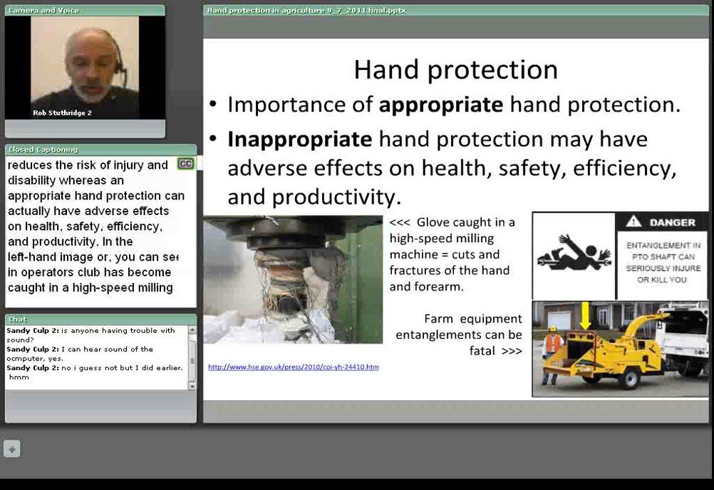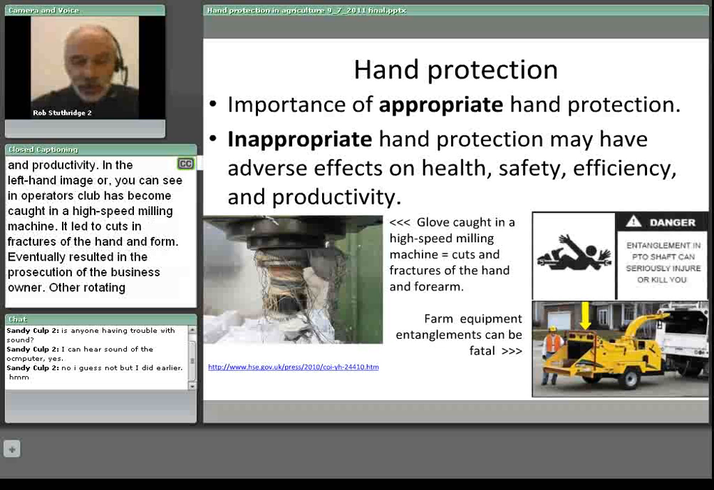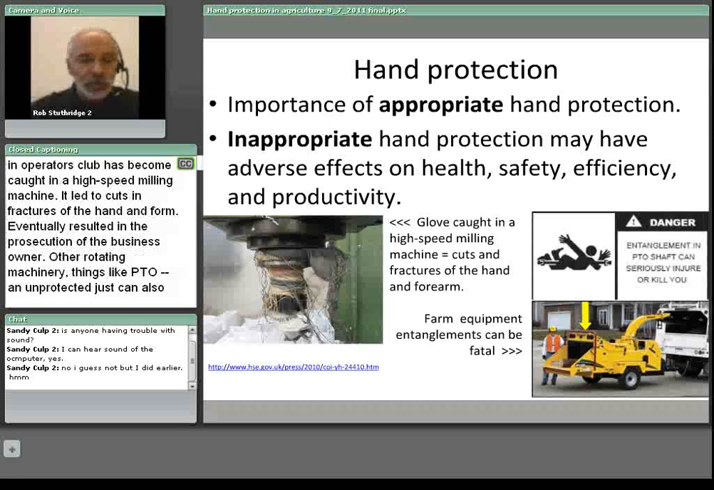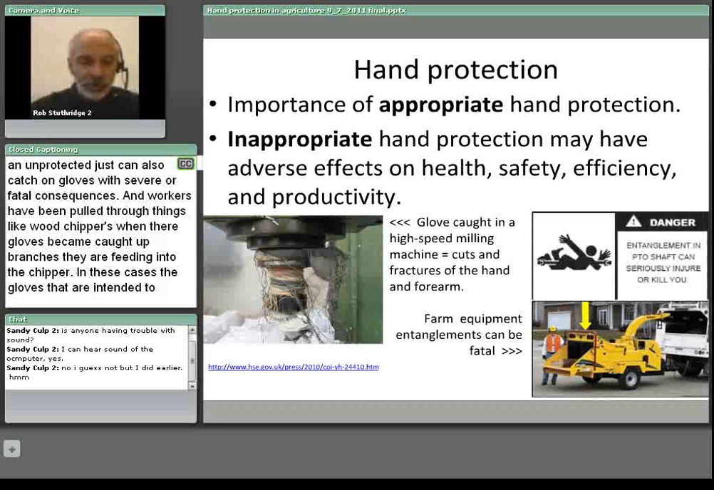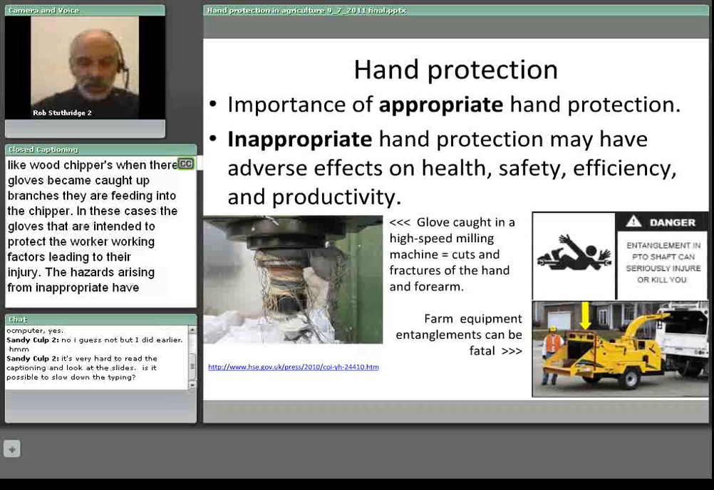Other rotating machinery, things like PTO shafts, unprotected shafts, can also catch on gloves with severe or fatal consequences. And workers have been pulled through things like wood chippers when their gloves became caught on branches they're feeding into the chipper. So in these cases, the gloves that are intended to protect the worker were key factors leading to their injury. The hazards arising from inappropriate hand protection make this subject important not only to health and safety advisors, but also, of course, to each of us as consumers of hand protection.